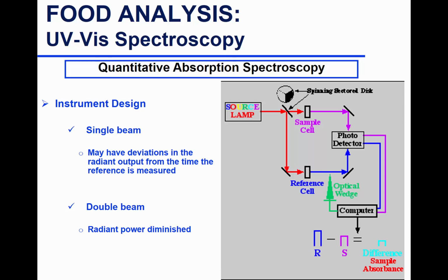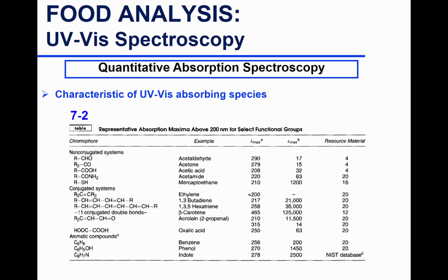But the disadvantage is you reduce the radiant power because the light is split. This is a table correction from your slides. It's not chapter 24, chapter 7.